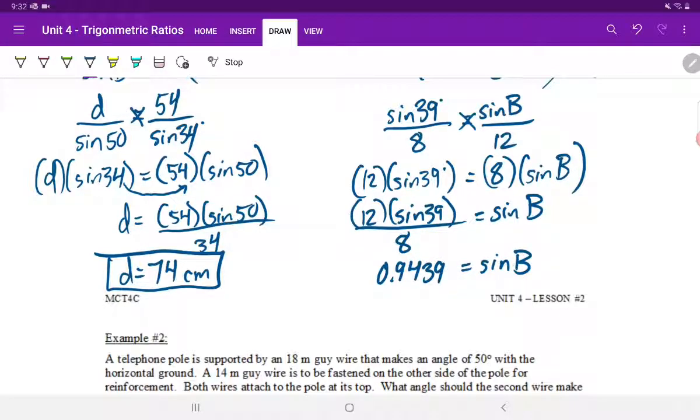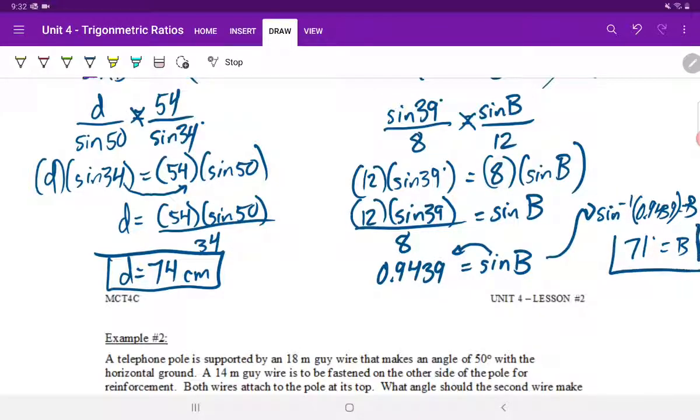And now we should know how to isolate B here. We're going to do the inverse sine to bring it over to the other side. So you're going to get sine inverse 0.9439 equals capital B. Final answer is 71 degrees to the nearest degree. Okay, fairly straightforward there, right?